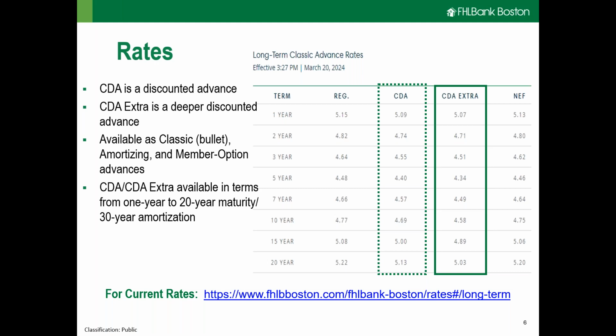We allow advances for the CDA and CDA Extra program to go out to as much as a 20-30 amortizing schedule. And if you have other terms, you can certainly engage with our member funding desk to discuss any other small nuances that you're looking to in terms of pricing.